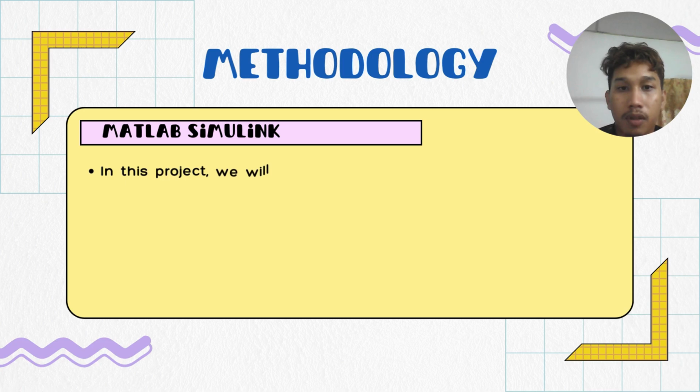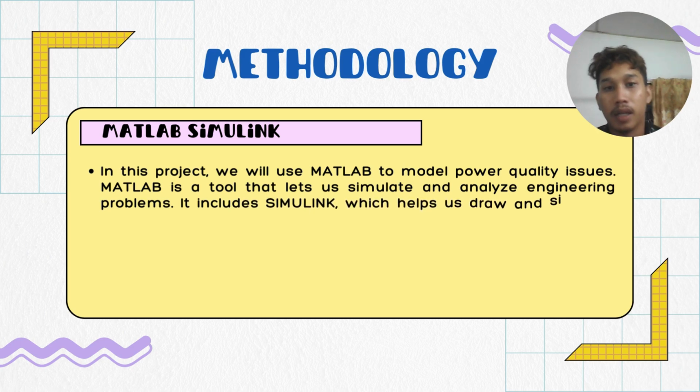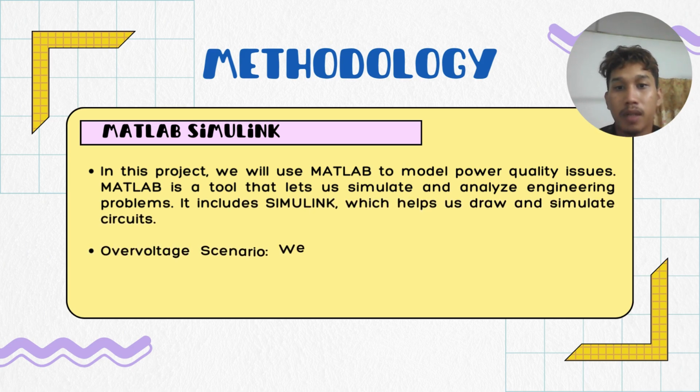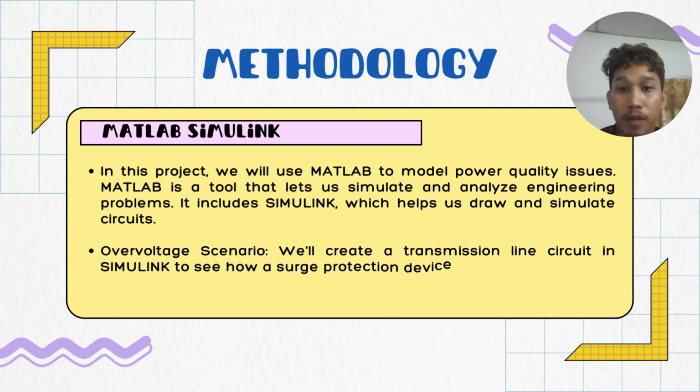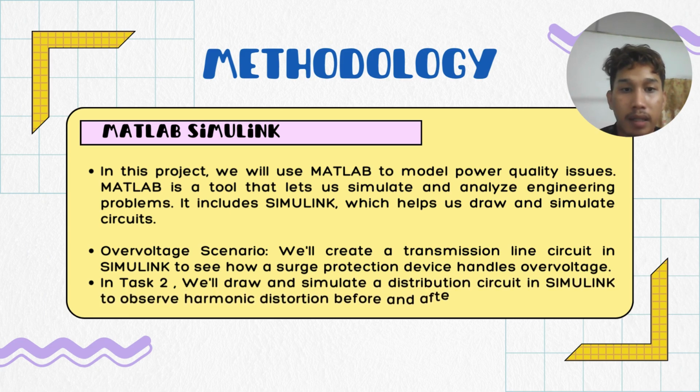Okay, next, for this project, we use MATLAB Simulink to model power quality issues. MATLAB is a tool that lets us simulate and analyze engineering problems, and it also includes Simulink, which helps us draw and simulate the circuits. For the overvoltage scenario, we create a transmission line circuit in Simulink to see how a surge protection device handles overvoltage. For task 2, we will draw and simulate a distribution circuit in Simulink to observe harmonic distortion before and after applying a filter.